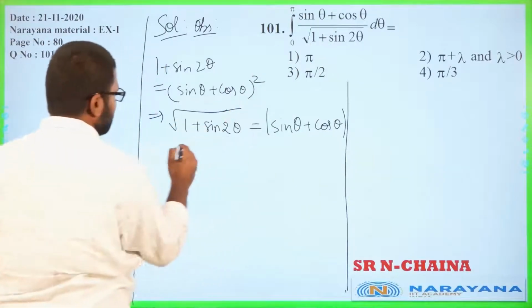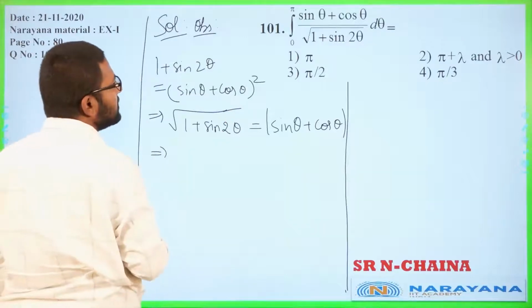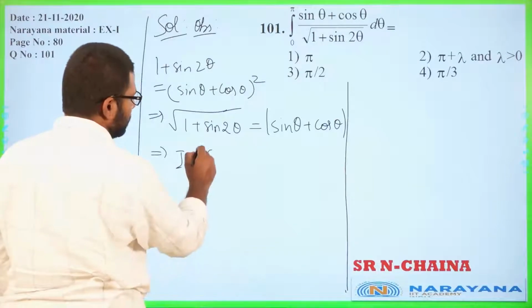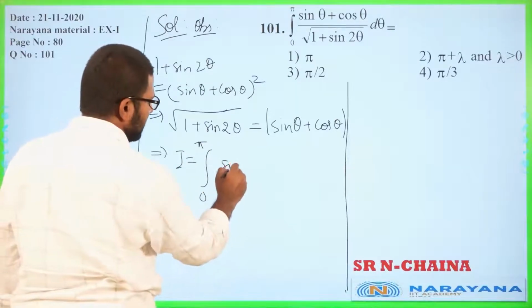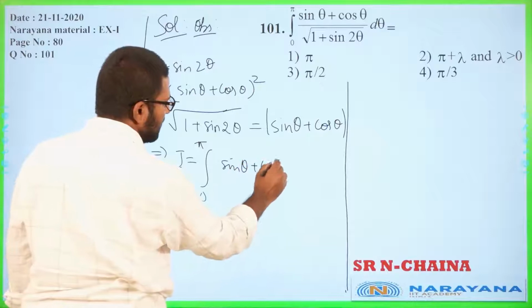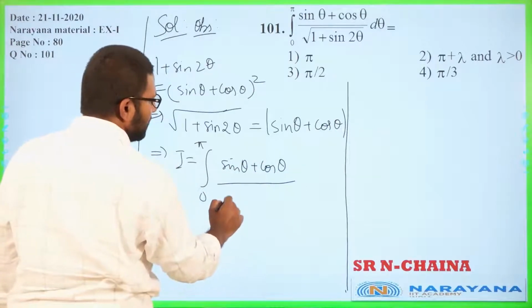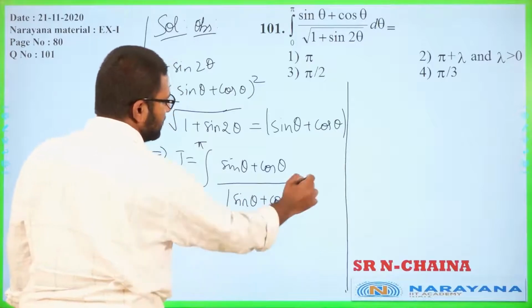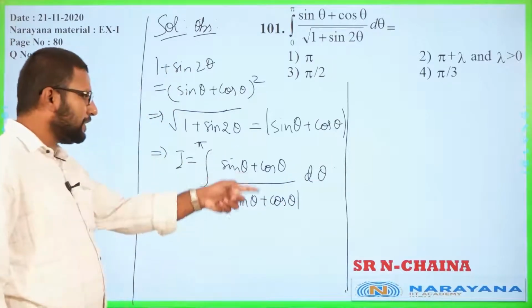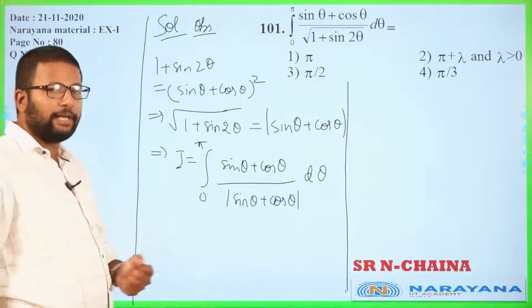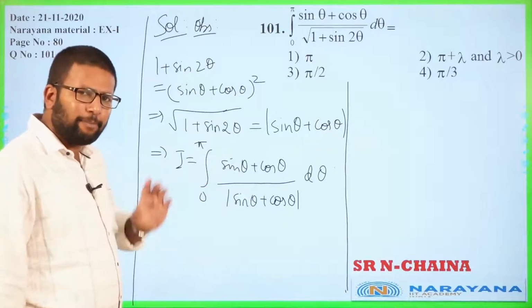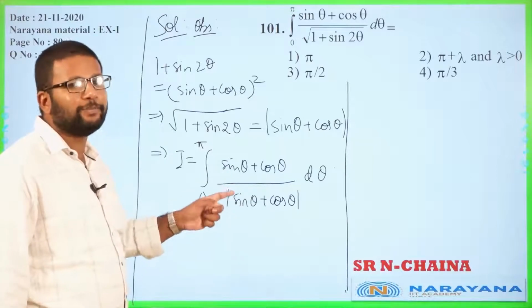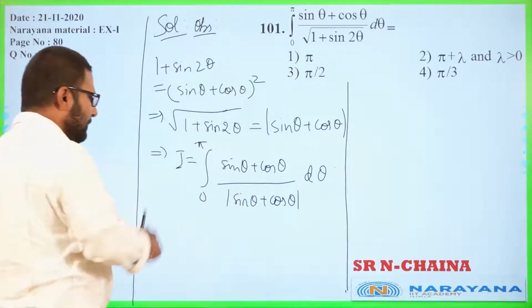Now apply that here, which means I is equal to integral 0 to pi sin theta plus cos theta upon mod sin theta plus cos theta d theta. Now you will realize the expressions are very similar, which means it is like x upon mod x. So sometimes it will be plus 1, sometimes it will be minus 1. We only need to figure out when it will be plus 1, when it will be minus 1. Okay. So then think about this.